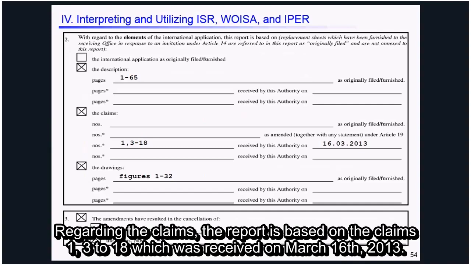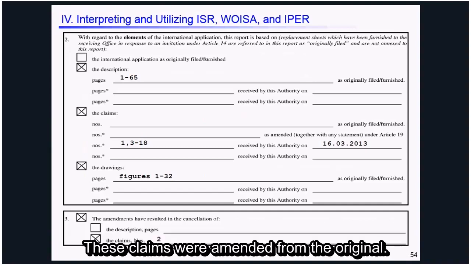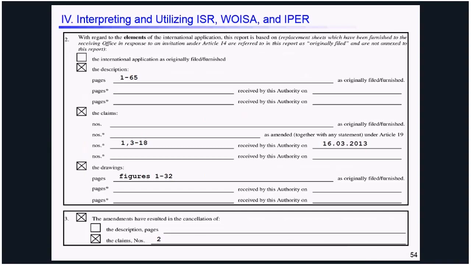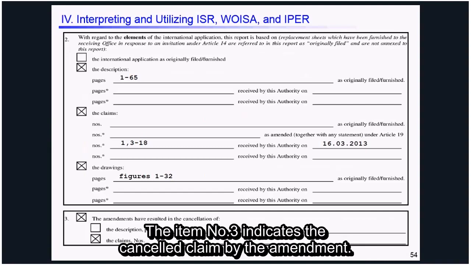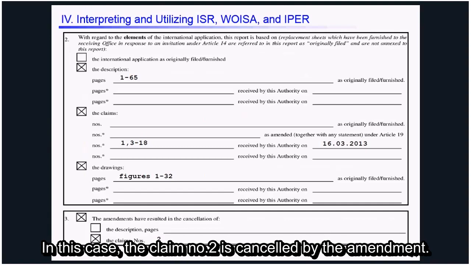Regarding the claims, the report is based on the claims 1, 3 to 18, which were received on March 16, 2013. These claims are amended from the original. The item number 3 indicates the cancelled claim by the amendment. In this case, the claim number 2 is cancelled by the amendment.